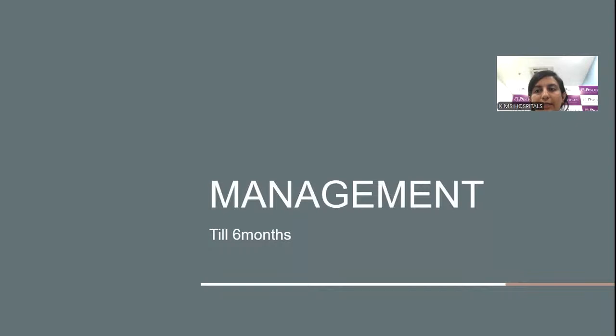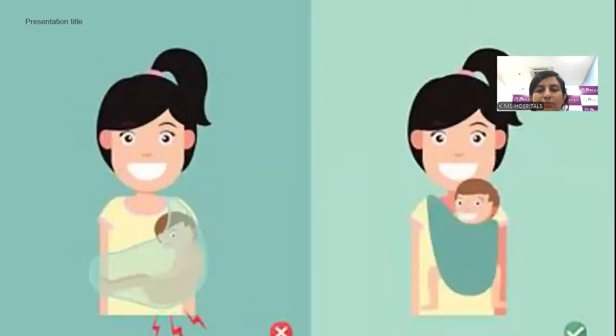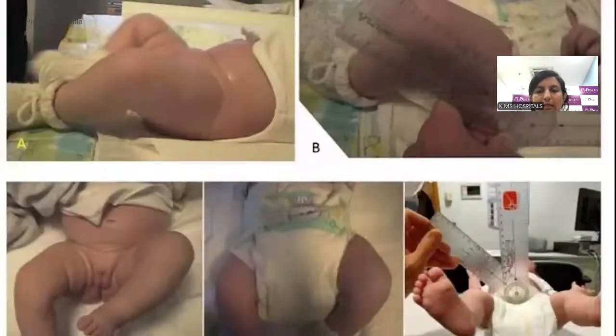So coming to management, this is dependent upon the age. Till 6 months, we need to counsel the parents regarding correct swaddling practices. The baby shouldn't be swaddled too tightly, restricting the movements. The swaddling should be simple and easy, such that it facilitates the movements of the lower limbs. Double diapering and triple diapering, which was earlier recommended, is no longer used.